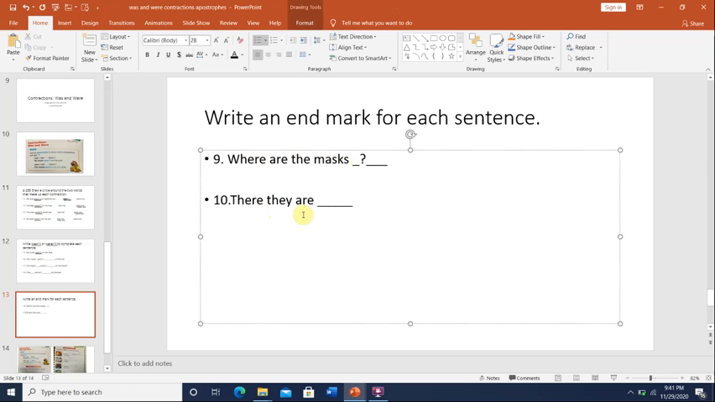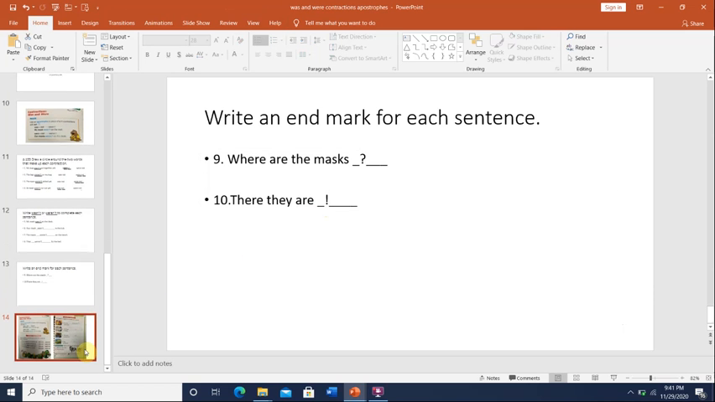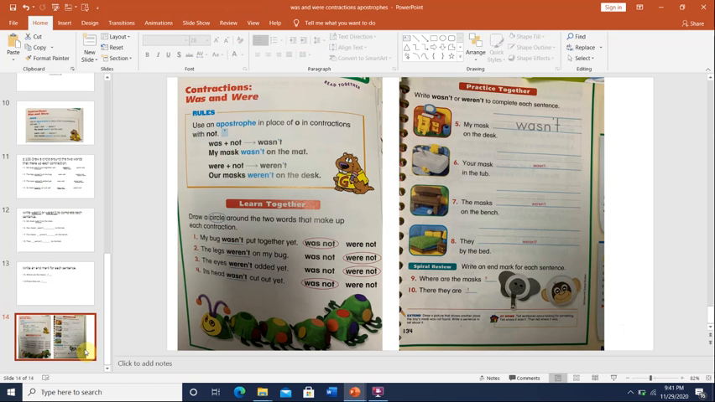There they are. Then someone found it and said, there they are. What can you put here? Exclamation. Because they found it. So you show some excitement. Okay? And these are the answers for the contraction.